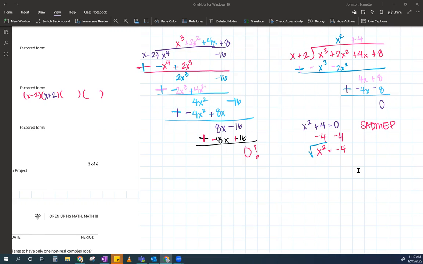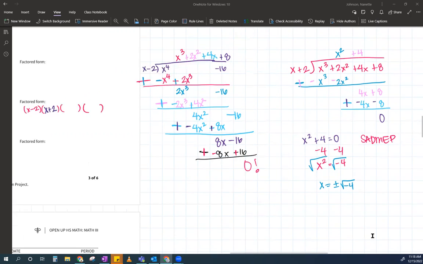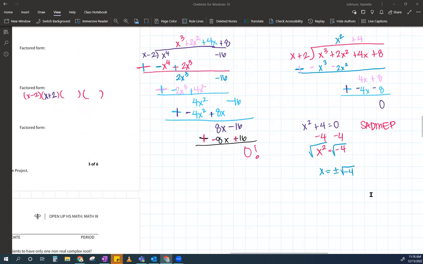Okay, so x is equal to plus or minus the square root of -4. Anybody remember how to simplify the square root of -4? Yeah, there's an i. So ignore my i, I'm covering my negative sign on purpose. What's the square root of 4? 2. So what's the square root of -4? Yeah, plus or minus 2i. Very good.